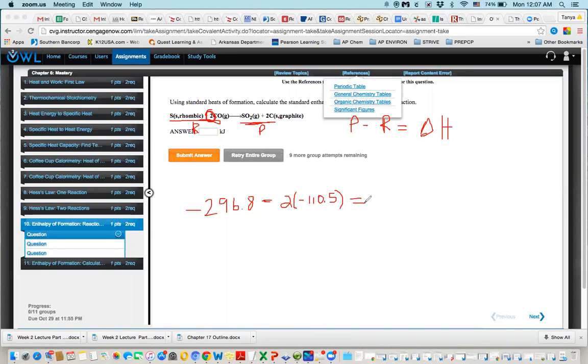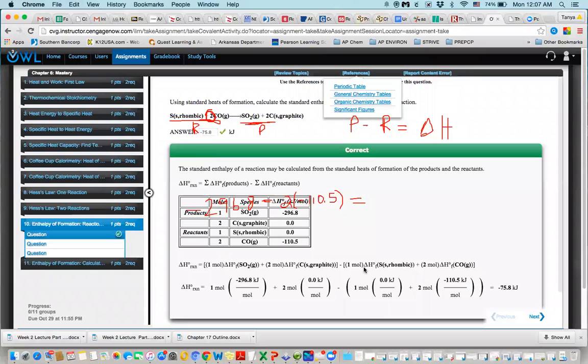It's a little meticulous to make sure you have the signs right, but I'm going to plug this in my calculator just how I have it written. Negative 296.8 minus 2 times negative 110.5. And I get a negative 75.8. So let's try that answer out real quickly. Negative 75.8. And that is correct.